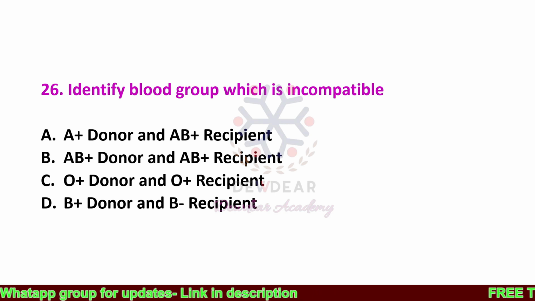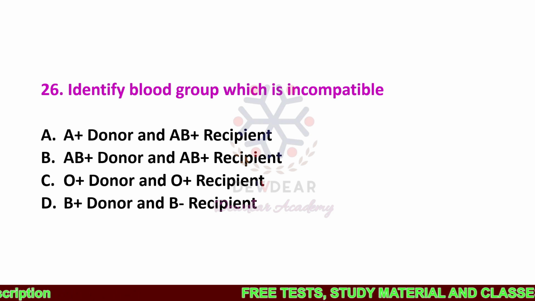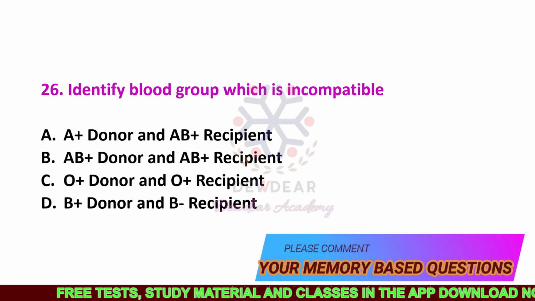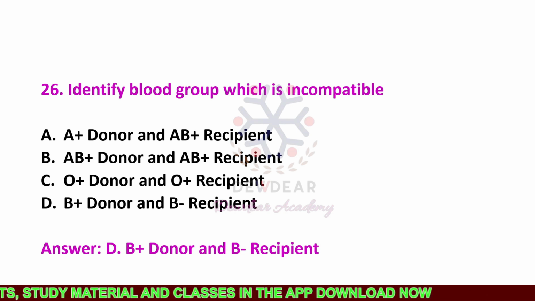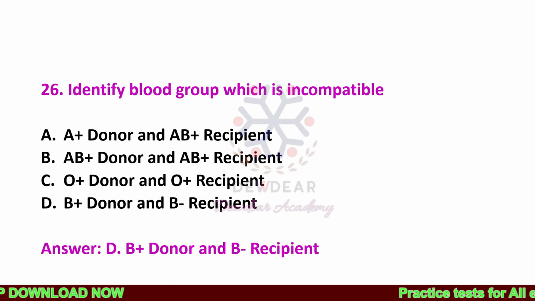Options: A positive donor and AB positive recipient, AB positive donor and AB positive recipient, O positive donor and O positive recipient, then B positive donor and B negative recipient. And so here the correct answer is option D, that is B positive donor and B negative recipient. So these blood groups are incompatible.